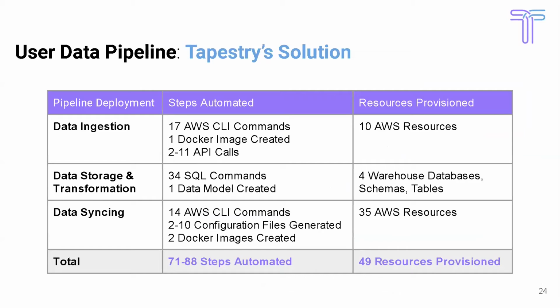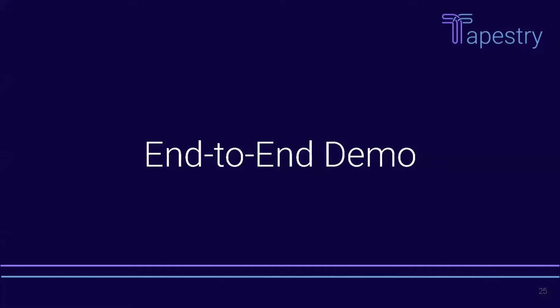Tapestry automates many steps and creates a number of resources for each phase of the pipeline. As you can see, deploying your own user data pipeline would require at least 71 steps and the provisioning of 49 resources between both AWS and the data warehouse. Let's see Tapestry in action by walking through a demo.